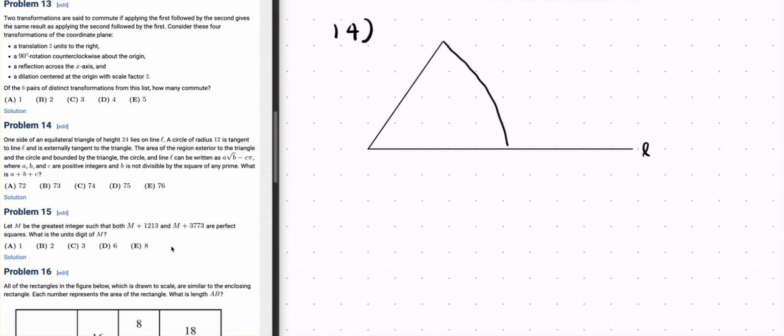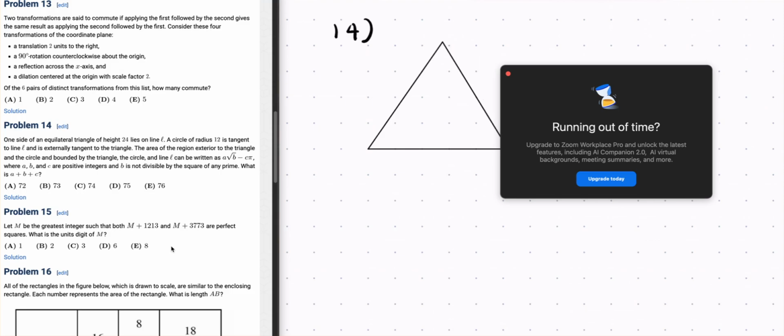Okay, let's try this problem. So problem 14. Let's first draw the line L. Very nice line. Call it L. And then we have an equilateral triangle, so here's our equilateral triangle.